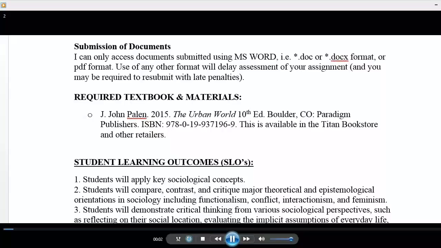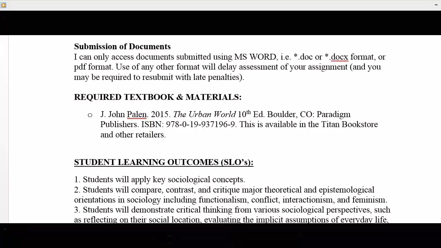Also, please remember that I can only access documents that are submitted in Microsoft Word or PDF format. Use of any other format will delay assessment of your assignment, and you may be required to resubmit with late penalties. So please avoid using any other software that I might not be capable of using on my end.